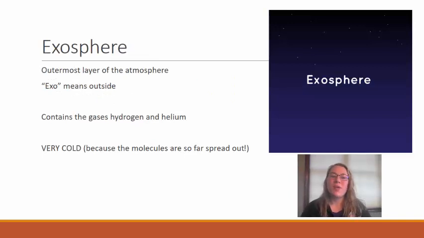Beyond the thermosphere, we have our exosphere, and this is outer space. This is the outermost layer of the atmosphere, and the prefix exo means outside. Now, the exosphere is primarily made of hydrogen and helium gas, and again, the exosphere would feel very, very cold because the molecules are spread so far out that they couldn't transfer their heat to you.